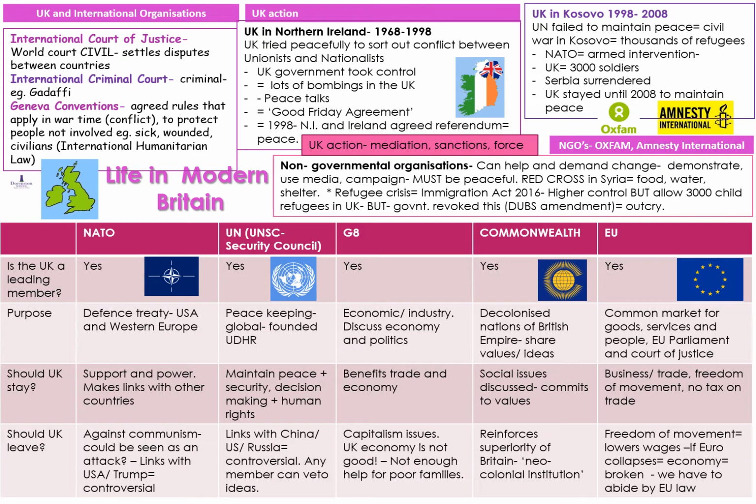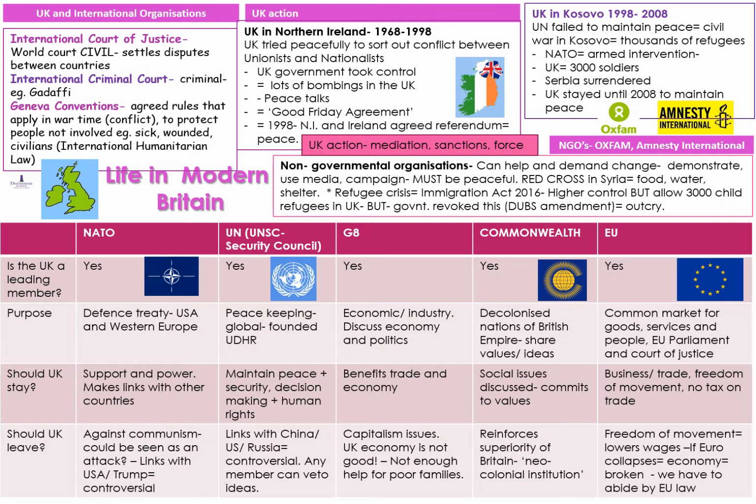Basically there was a lot of problems in Ireland, as you know, between the Republic and Northern Ireland over religion, over being part of the UK and so on and so forth, borders and everything. So the UK tried peacefully to sort the conflict out between the Unionists and the Nationalists. In the end, the UK government took control. There were lots of bombings in the UK from a terrorist organisation called the IRA. This led to peace talks, because obviously that's the whole aim, which led to the Good Friday Agreement. And in 1998, Northern Ireland and Ireland agreed in a referendum and peace was brought around.